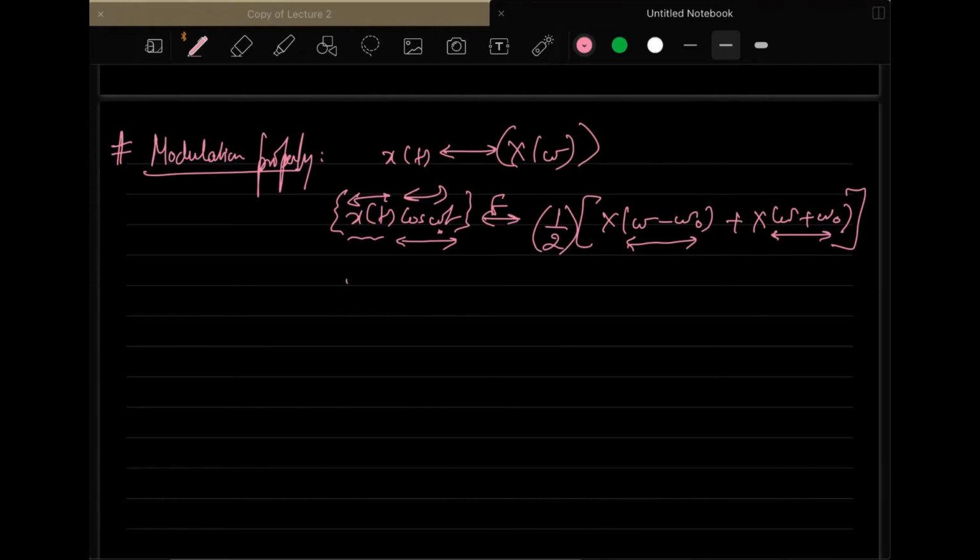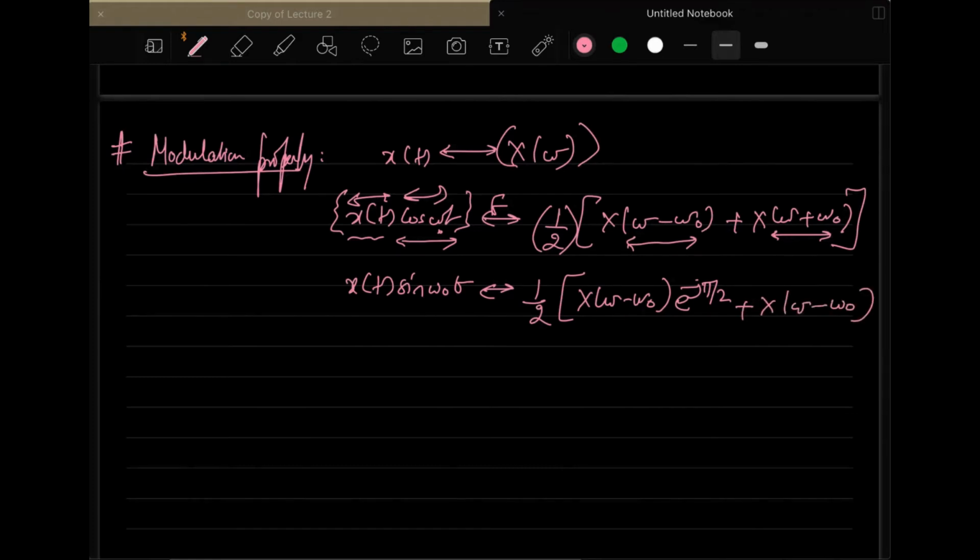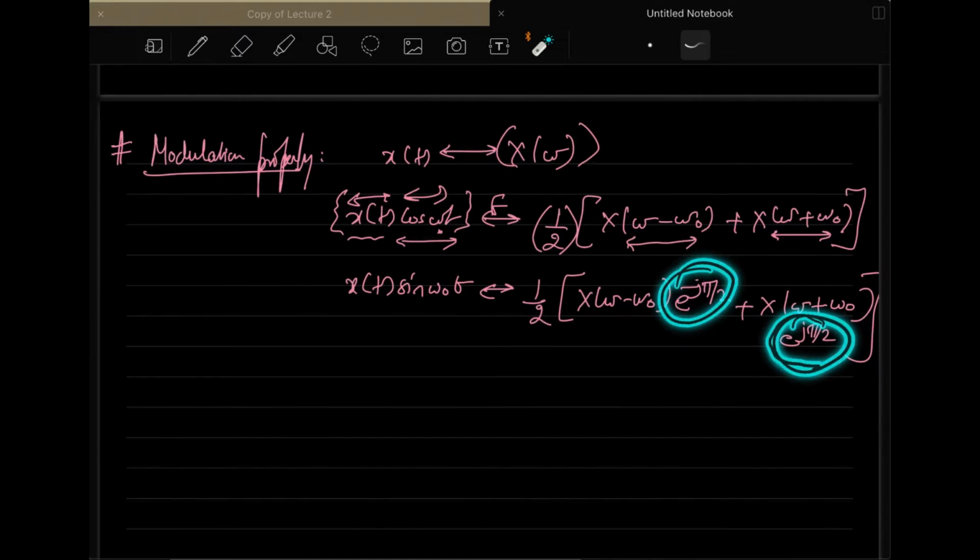And if you multiply x of t with sine omega naught t, then what you have is 1 by 2 times X of omega minus omega naught e to the power minus j pi by 2, plus X of omega plus omega naught e to the power plus j pi by 2. So in the case of sine omega naught t, there is an additional phase shift by a factor of e to the power j pi by 2 and e to the power minus j pi by 2.